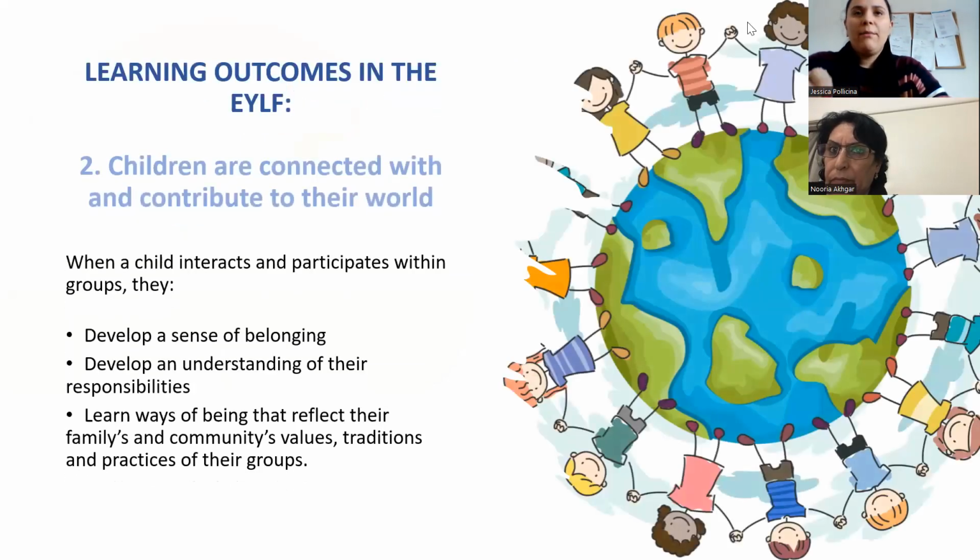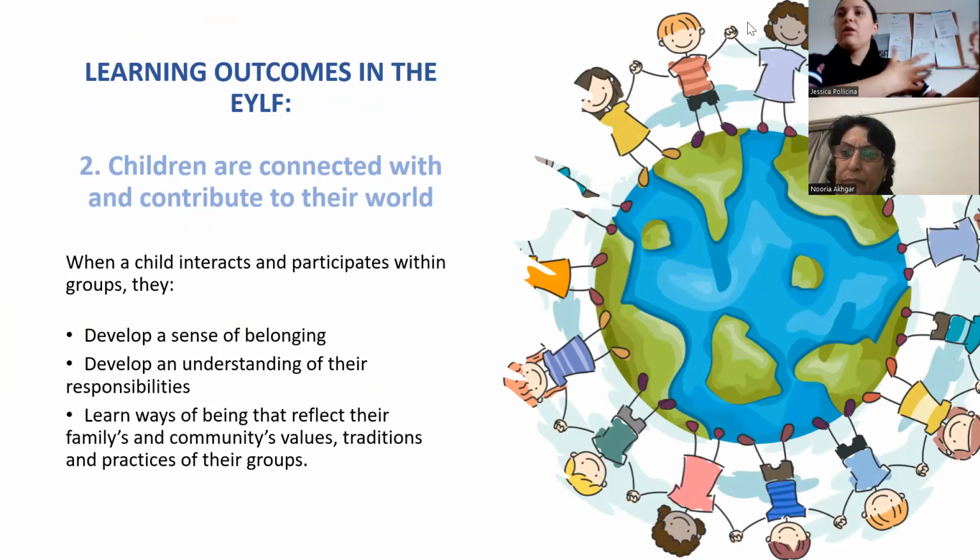Then you have outcome 2, children are connected and contribute to their world. So when a child interacts and participates in their little peer groups, okay, this should really be focusing on them developing a sense of belonging, again, in your service, in their community groups, in their peer groups, developing an understanding of their responsibilities as well, and learning ways of being that reflect their family and their community values, traditions, and practices of their own groups. Okay, so with that, you would also be bringing in a lot of that child's home culture and traditions into your service.